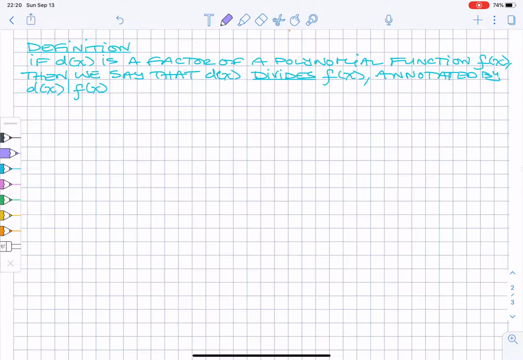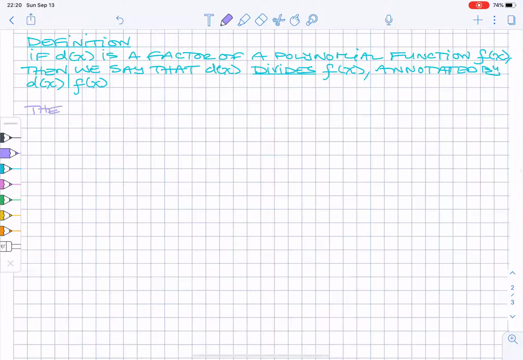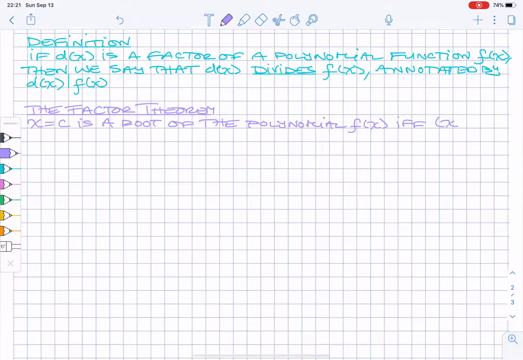Okay, so the factor theorem. So c, how about x equals c, is a root of the polynomial f of x if and only if x minus c divides f of x. That is, x minus c is a factor.